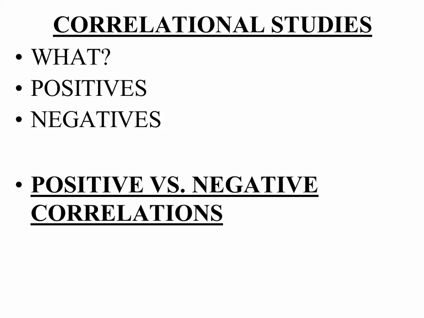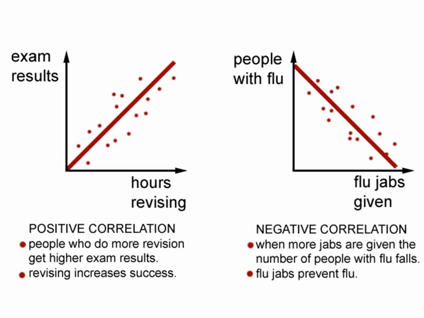In a positive correlation, the variables are going in the same direction. I'll repeat that again. In a positive correlation, the two variables, whatever you're studying, are going in the same direction, meaning they're either going up together or they're going down together. In a negative correlation, the variables are going in the opposite direction. So in a negative correlation, one variable will go up, one variable will go down.